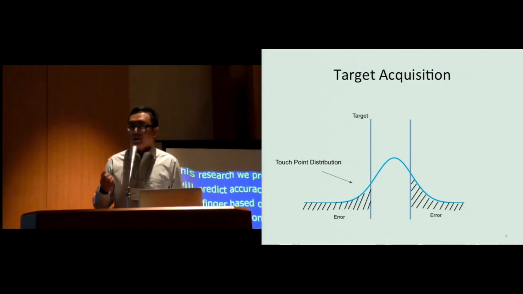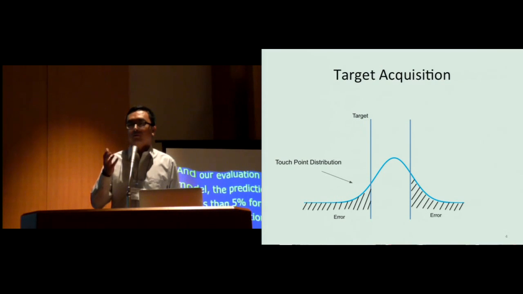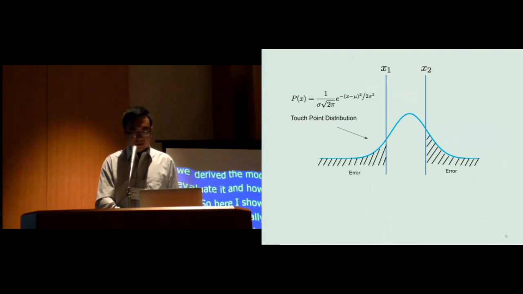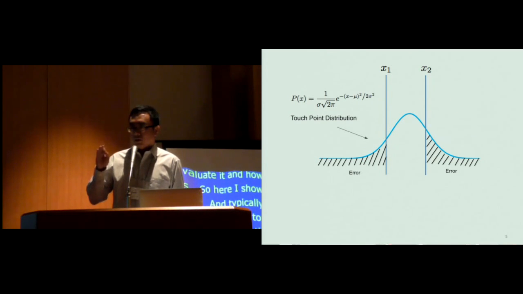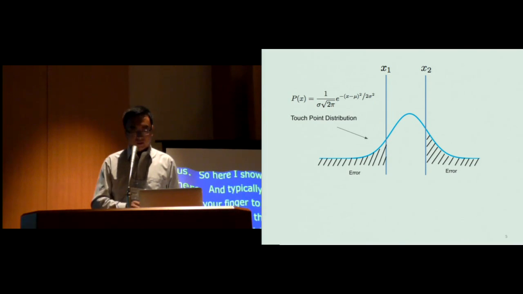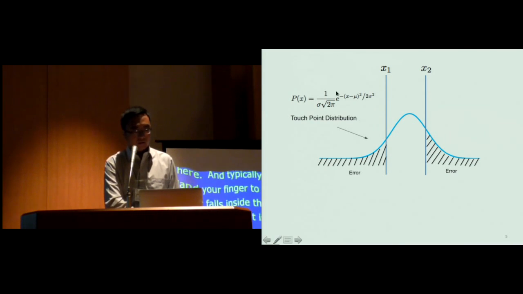Let's start from a very basic target selection task. Here I show a vertical target, and typically you will land your finger to select it. If a touch point falls inside the target between the two boundaries, it's a success. Otherwise, it's an error. It has been shown by previous research that the touch point distribution follows a Gaussian distribution. So the probability density function can be formally described in this formula here.